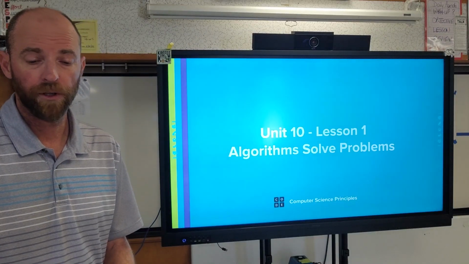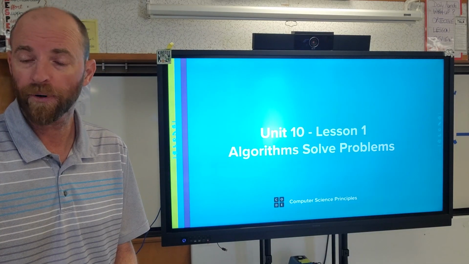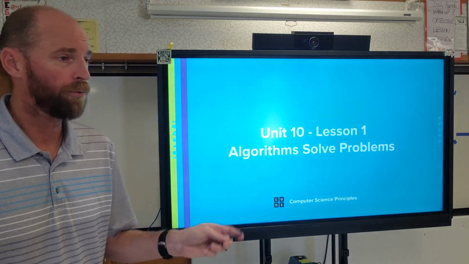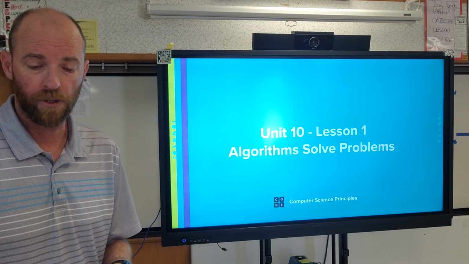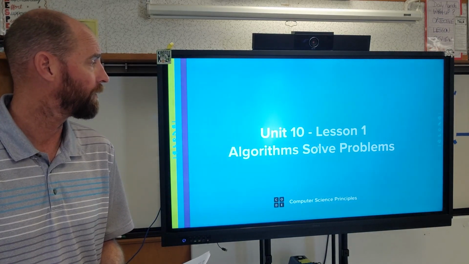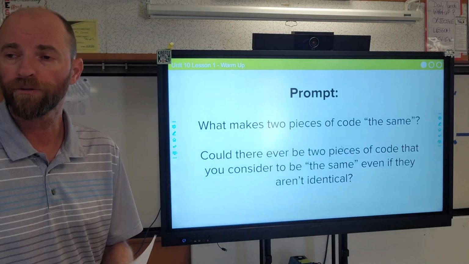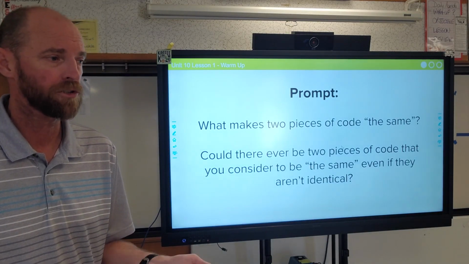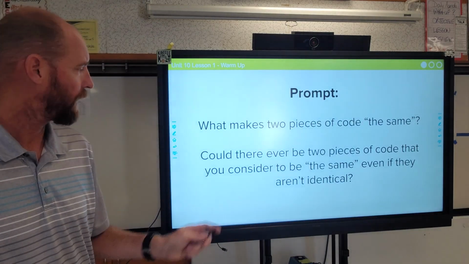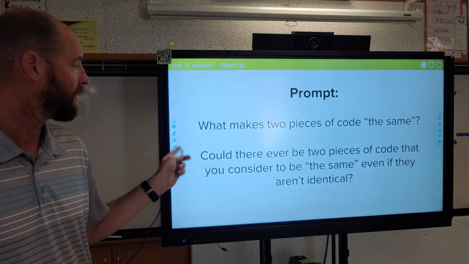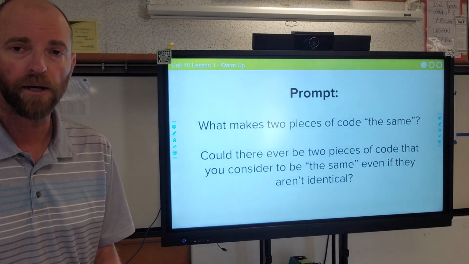So today we are going to kick off a short unit about how computer scientists think about problem solving. Okay? A really important skill will be recognizing patterns and similarities. So I'm going to ask that you take out your interactive journals and reflect upon these two prompt questions regarding what makes two pieces of code the same, and could there ever be two pieces of code that you consider to be the same, even if they are not identical?